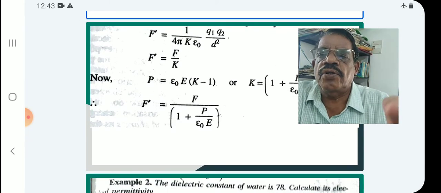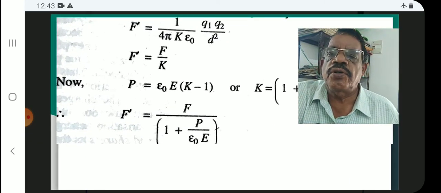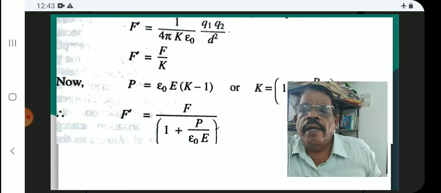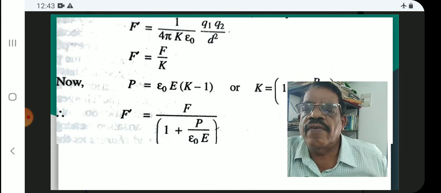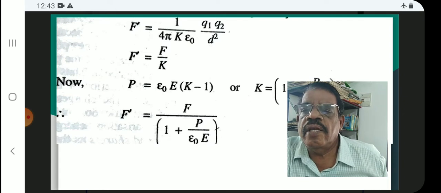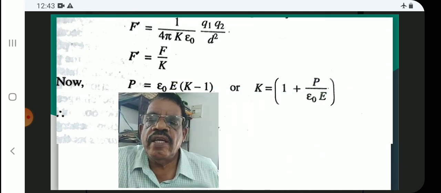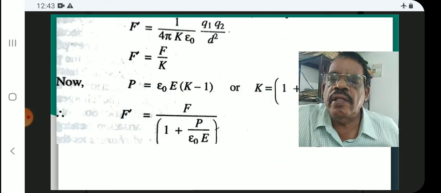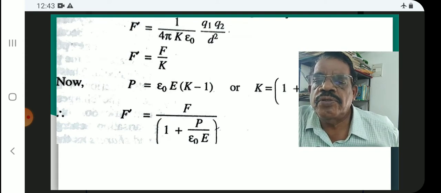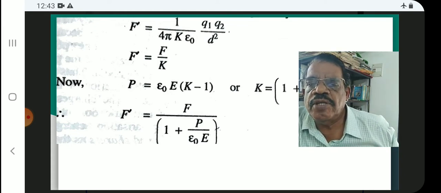Then F dash is equal to 1 by 4 pi K epsilon 0 Q1 Q2 by D square. Except K, the remaining is F. Therefore, F dash we can write as F by K. But we have seen polarization vector P is epsilon 0 E into K minus 1. From this we get K is 1 plus P by epsilon 0 E, that we put in the above equation for F dash. F dash is F by 1 plus P by epsilon 0 E. That is, force is reduced by a factor 1 plus P by epsilon 0 E.